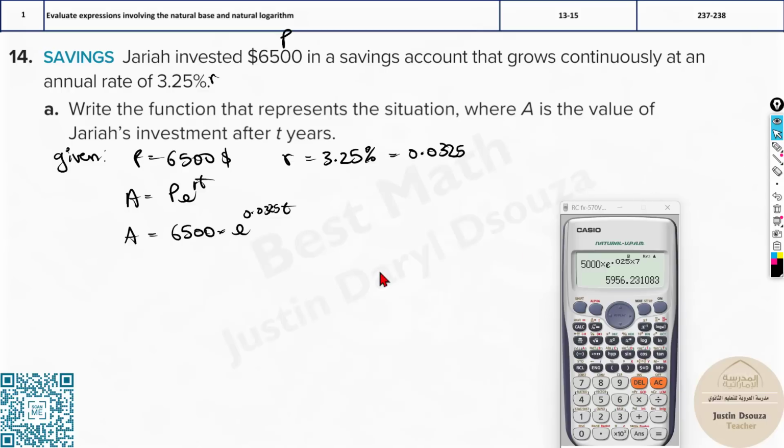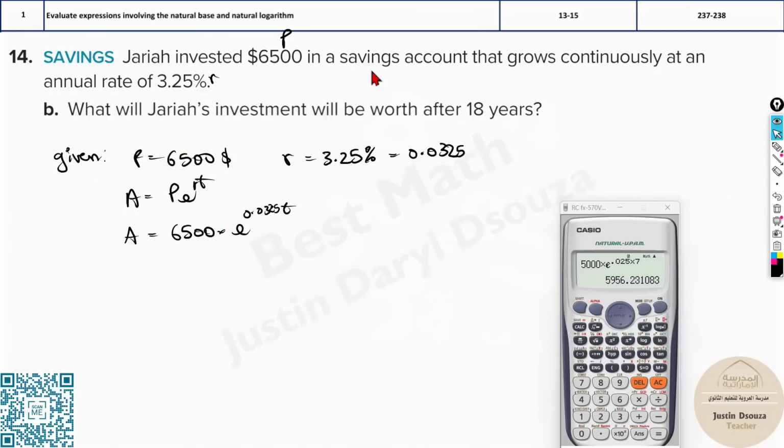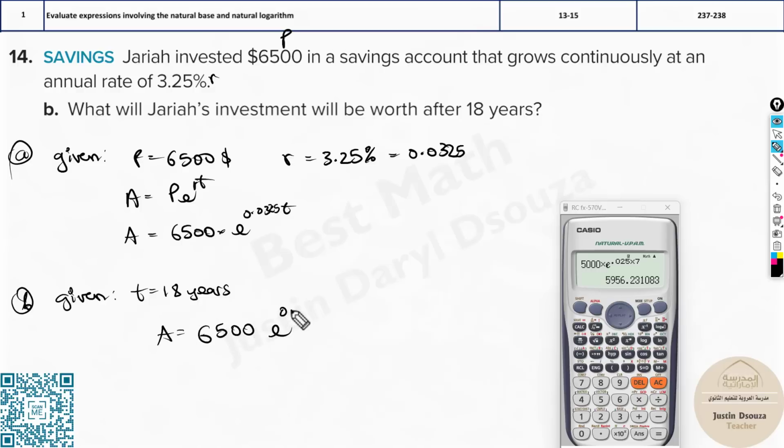And now let's see the B question. This is the second part. What will it be after 18 years? This is A. Now B over here is given. t is equal to 18 years. Then what we have, the same thing, A is equal to 6,500 e to the power 0.0325 multiplied by t, which is 18. Just substitute the t value.